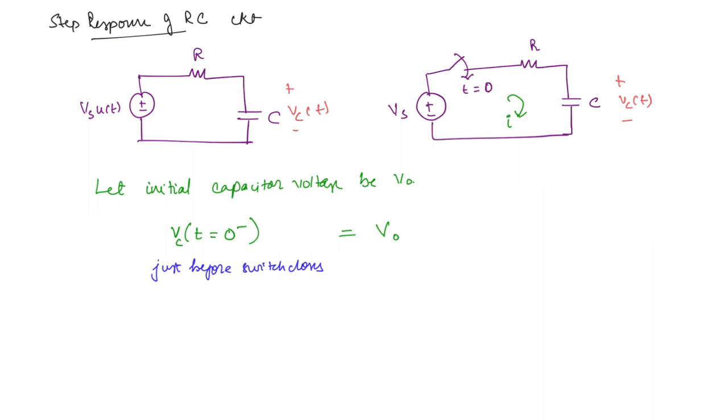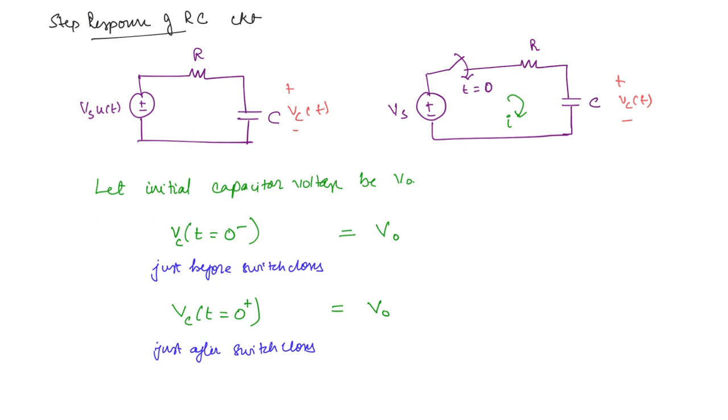Now we know that abrupt change in the capacitor voltage is not possible. So after the switch is closed, that means at the instant t is equal to 0 plus, just after the switch closes, this is also equal to V naught. This is the biggest funda in transients. You need to equate the capacitor voltage just before the switch closes to just after the switch closes. They are both going to be the same, because the voltage across a capacitor cannot change instantaneously.